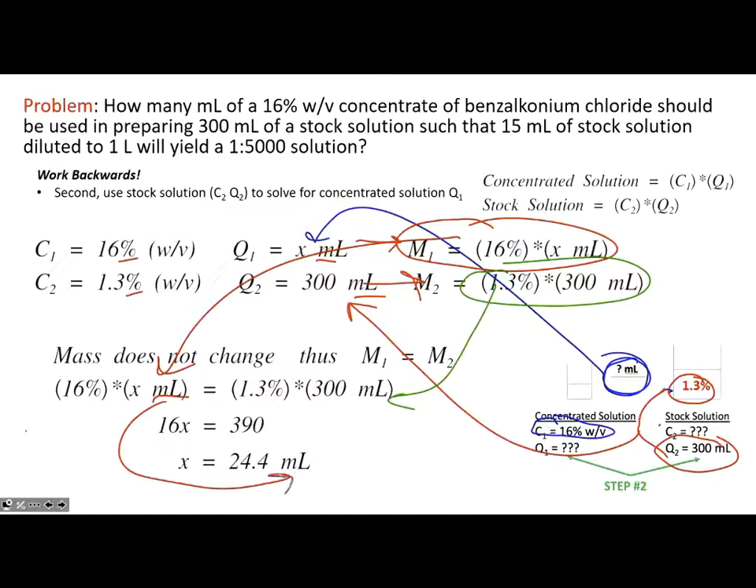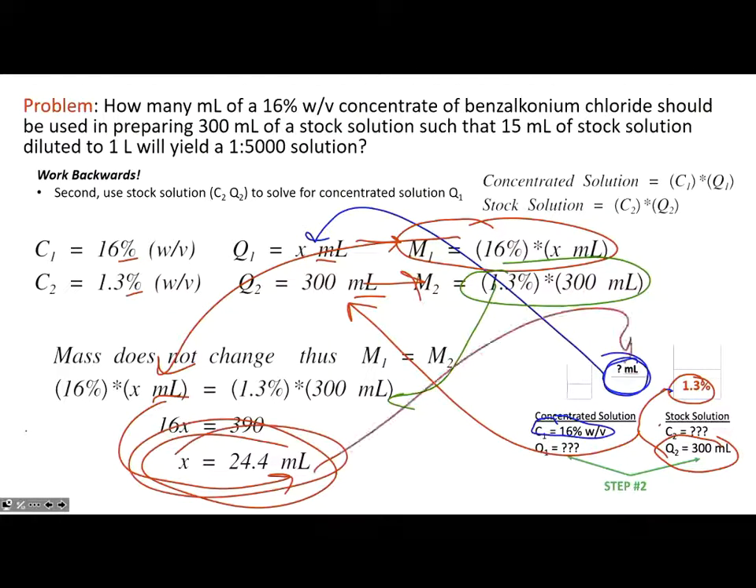So that's our final mole volume, and that's our final answer. That's what goes here. So what we're saying is we need 24.4 milliliters of a 16% solution. Because if you took that 24.4 mils, put it in a beaker, added up to 300 mils, shook it all up, and then of that, took your 15 mils out and put it into 1,000 mils, it gives you the 1 to 5,000 that we had at the end. Okay?